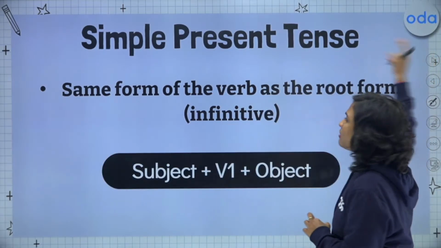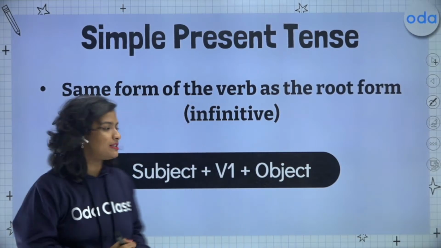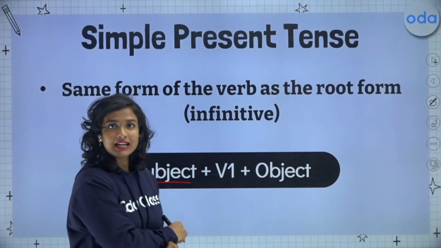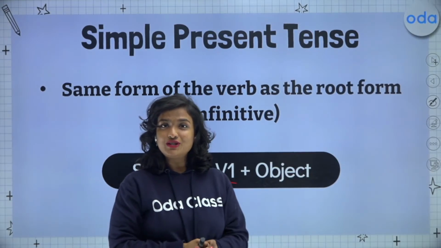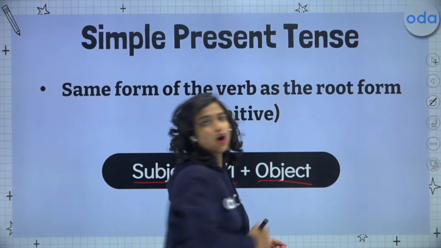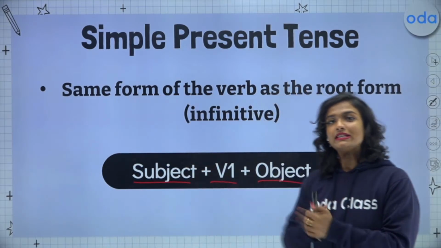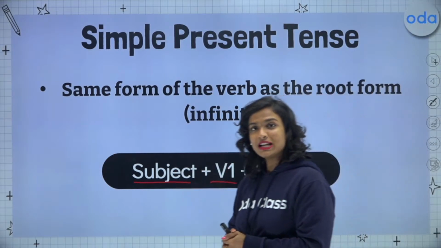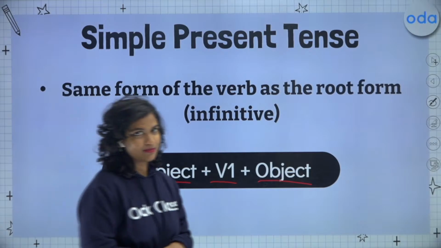Now, let's see how to form sentences in the simple present tense. It's fairly simple. We just have our subject, then we have the V1, which is the infinitive form of the root, and then we have our object. So something like Chinmoy likes movies, right? We have a subject, we have a verb, and then we have an object as well.